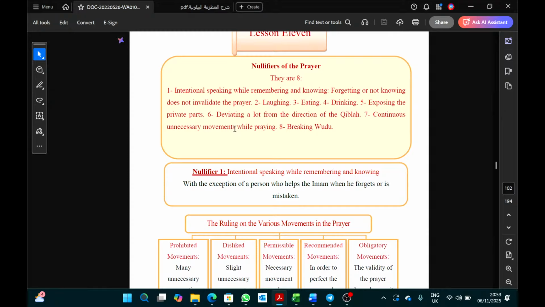Number 3, eating and drinking. Obviously, breaks your salah. Exposing the private parts. So the awrah that you meant to cover, if it becomes uncovered, your salah is not accepted. If it happens very quickly, and you cover it up quickly, that's fine. Okay? Especially back in the day, when they had less clothing and so on, sometimes it would happen. So if they cover themselves up quickly, that's completely fine.